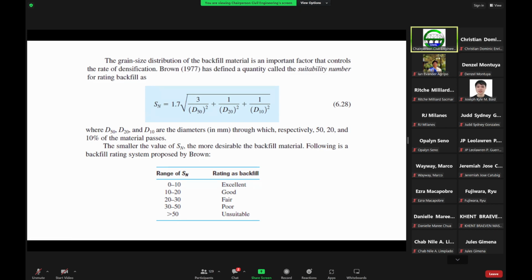For example, if the suitability number is from 0 to 10, that means it is an excellent backfill. But if the suitability number based on this formula is greater than 50, for example, then that is already considered an unsuitable material.